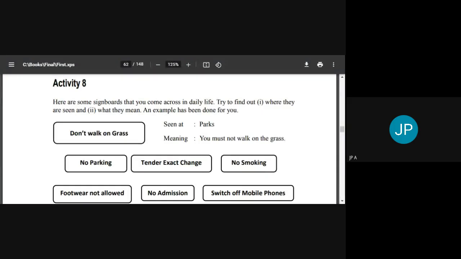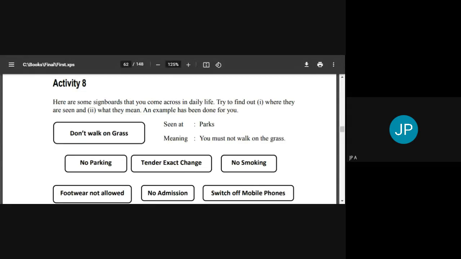So this is a question that you will also get for the exam. You may get 2 or 3 signs and you have to write these two things. So one is you have to write seen at, where do you see it? So this is one thing that you have to write. And second one is you have to write mean. So these are the two things that you have to write. First one is where do you see this? Second one is what is the meaning of this?